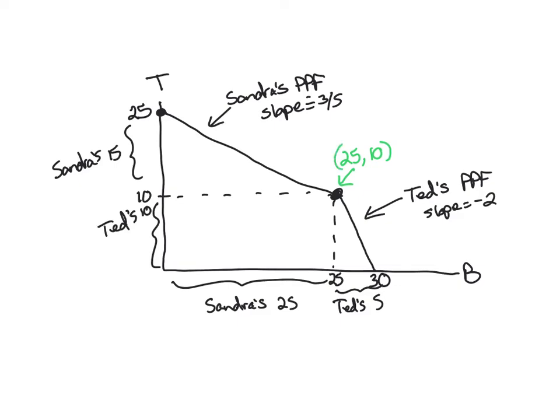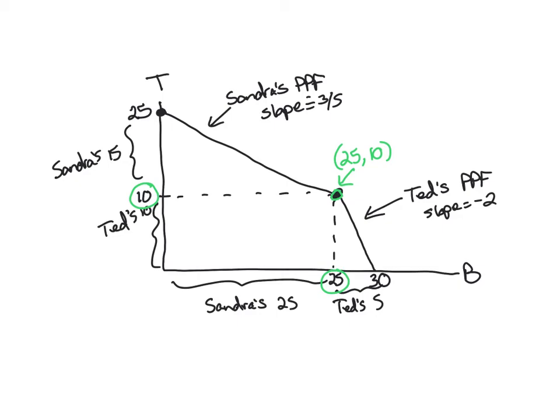And if you recall earlier, we determined that Sandra has a comparative advantage in producing beers, and she can make up to 25 beers, while Ted has a comparative advantage in taco production, and he can make up to 10 tacos. So the kink of our aggregate production possibility frontier is actually the combination of output possible when both Sandra and Ted specialize in their comparative advantages.